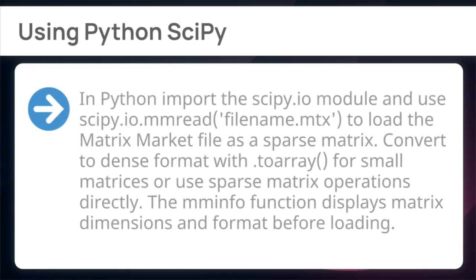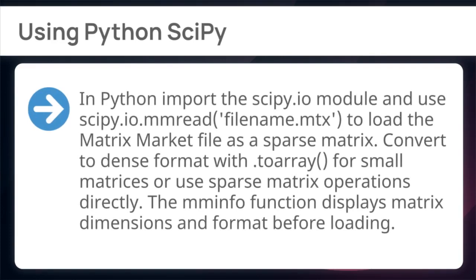Next, using Python SciPy. In Python, import the scipy.io module and use scipy.io.mmread('filename.mtx') to load the Matrix Market file as a sparse matrix. Convert to dense format with toarray for small matrices, or use sparse matrix operations directly. The mminfo function displays matrix dimensions and format before loading.